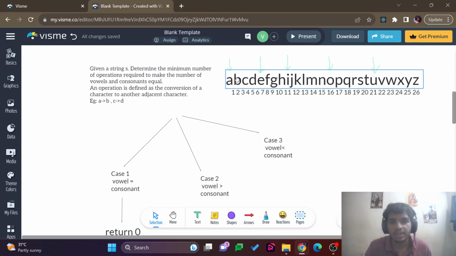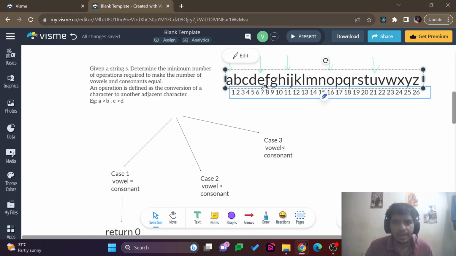Let's take B here. The B requires one operation to be converted to A. That is the nearest vowel right here. We can compare B with A, E, I, O, and U. And if we find the operations for all of them, the minimum number of operations will be with respect to A, and the answer will be 1. Similarly for C, C satisfies both A and E. So the minimum number of operations here will be 2.